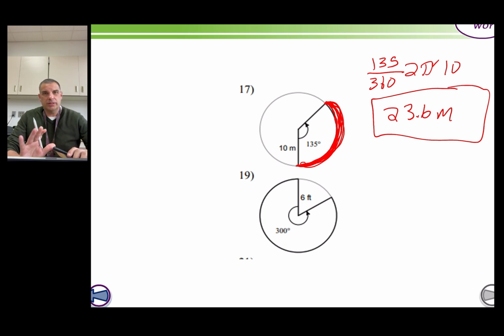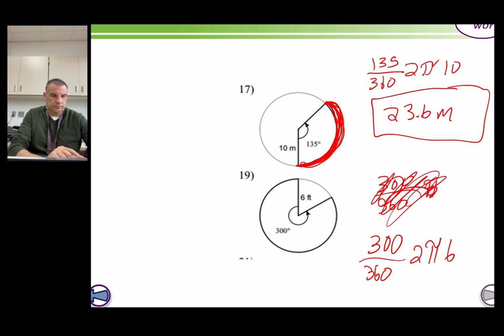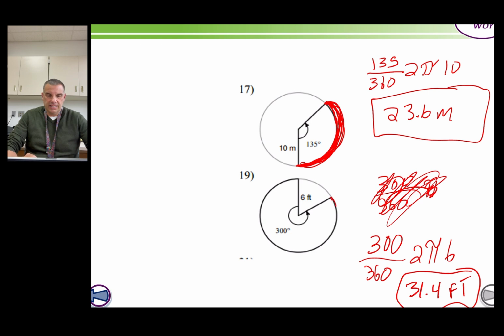Go ahead and do number 19, press pause. So you should have got 31.4 feet for that, and that's the length of that arc right there.